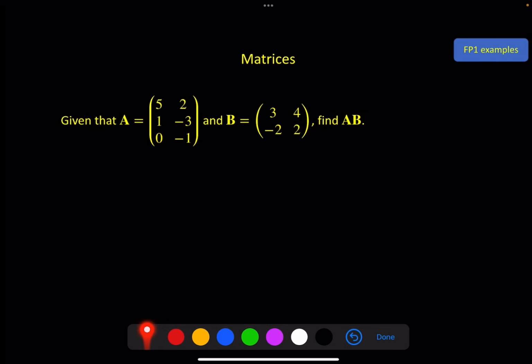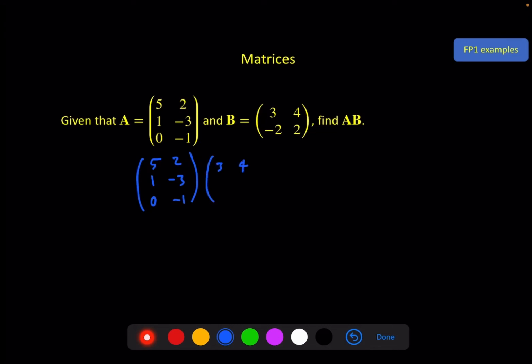So here we have a 3x2 matrix and a 2x2 matrix, slightly different, and we're going to find A times B. That means I need A first. So we've got 5, 2, 1 minus 3, 0 minus 1, and then B second.